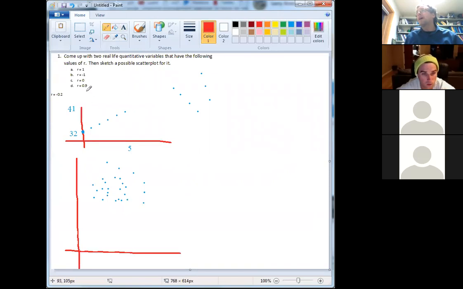Okay, R equals 0.9. I'm not going to do because it's kind of the opposite of the previous example. So that means it goes up. You have a nice correlation. And R equals negative 0.2. That means there's a correlation, but it's very, very slight. So the dots might look like.